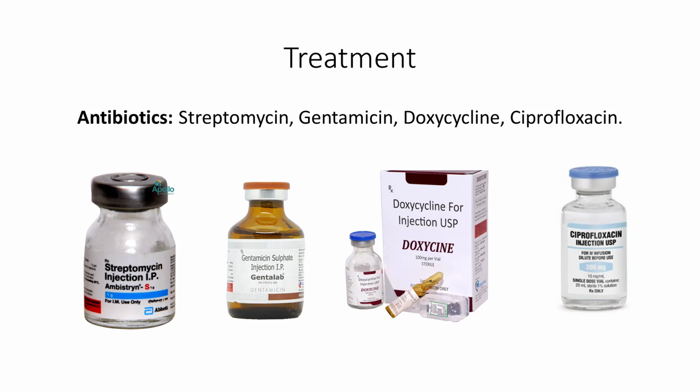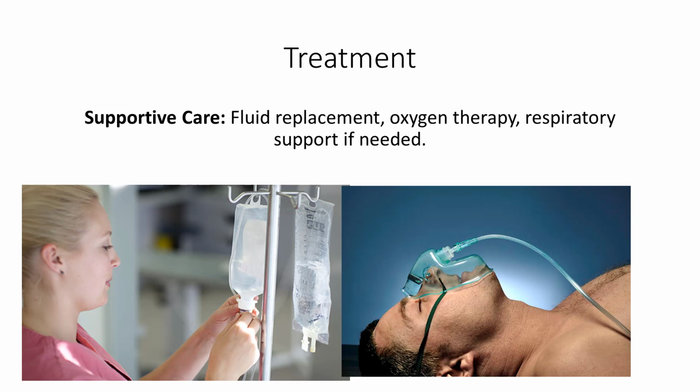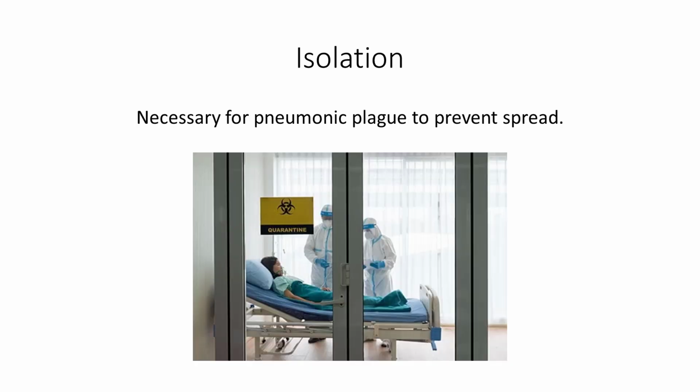The treatment of plague involves administration of antibiotics. We can use streptomycin, gentamicin, doxycycline, or ciprofloxacin. Patients may also need supportive care with intravenous fluids, oxygen therapy, and respiratory support if needed. Pneumonic plague is contagious, and therefore isolation measures may be necessary for pneumonic plague to prevent spread.